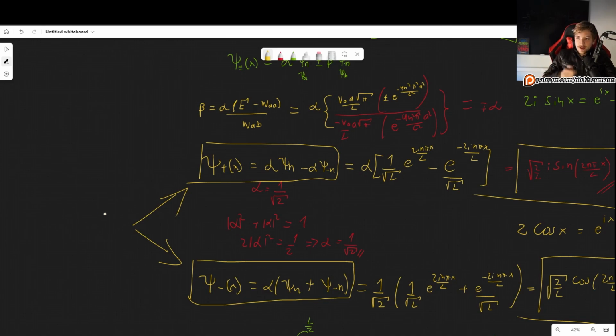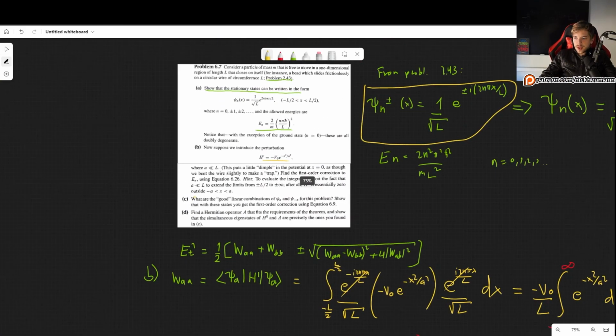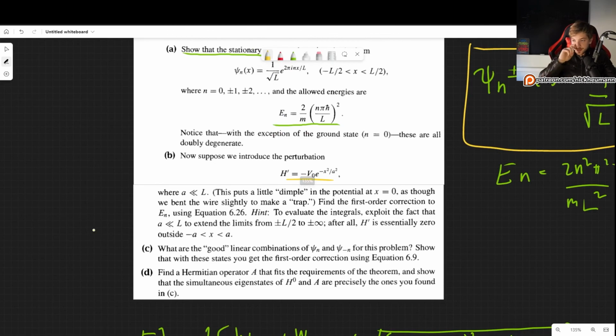So basically, the parity operator would indeed behave in the way that this particular wave function behaves. So there we go. That part is just more analytical, but there we go. That is D. So the parity operator behaves the way that these wave functions behave.